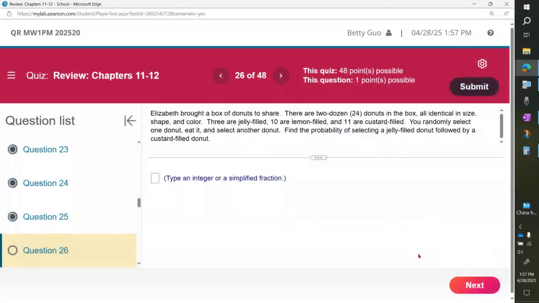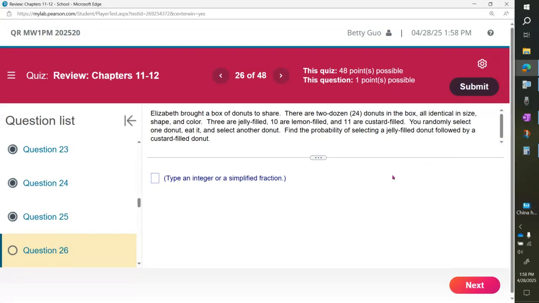Question number 26. Feel free to ask questions if you have any, all right? Otherwise, I'm going to just keep going. Elizabeth brought a box of donuts to share. There are 24 donuts in the box, all identical in size, shape, and color. 3 are jelly-filled, 10 are lemon-filled, 11 are custard-filled. You randomly select a donut, eat it, and then select another donut. Find the probability of selecting a jelly-filled donut followed by a custard-filled donut.